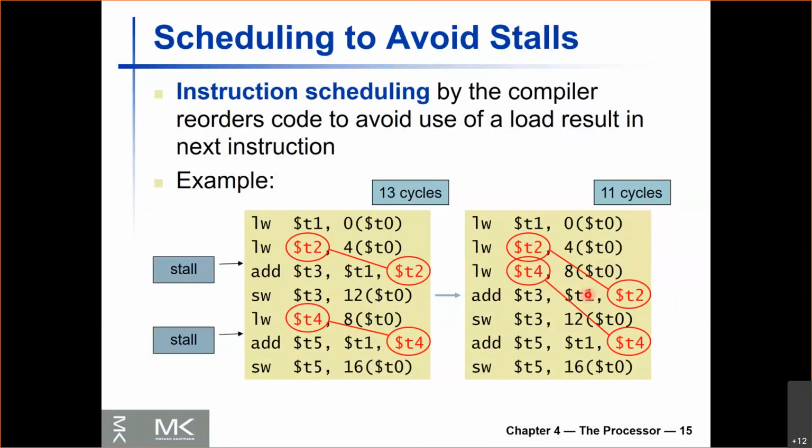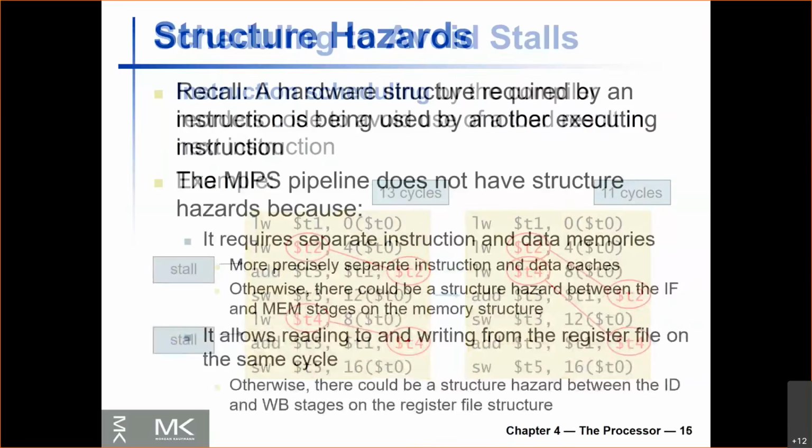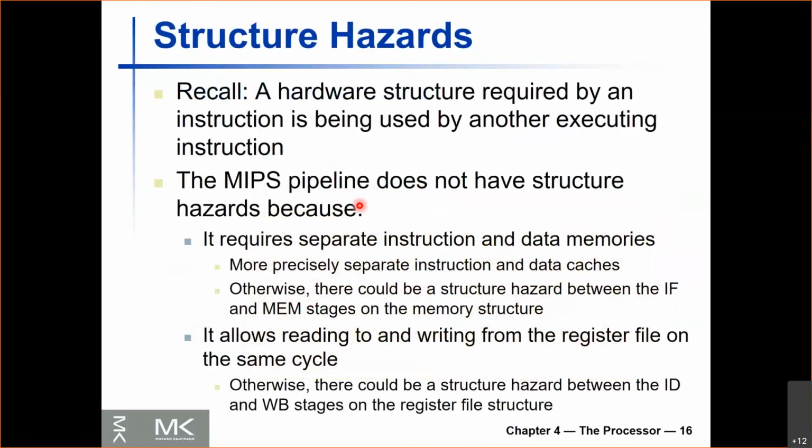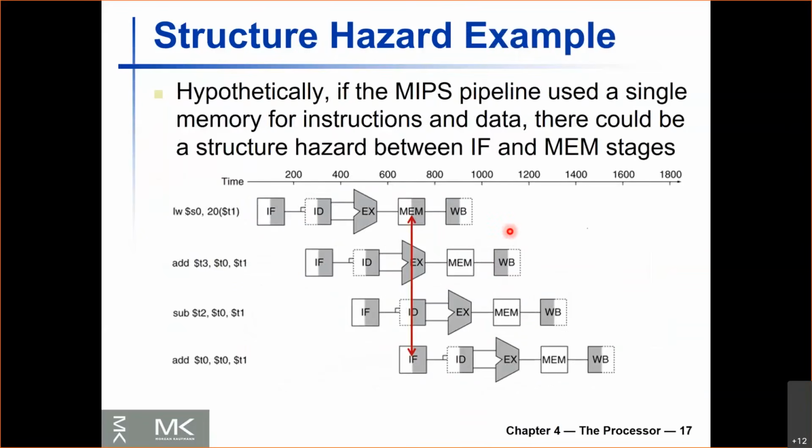We then looked at structural hazards, and we said that the MIPS pipeline does not have structural hazards because we're using separate memories for instruction and data, and also because our register file allows us to read and write in the same cycle. However, hypothetically, if MIPS did not use different memories for instructions and data, then we could have a structural hazard between the memory stage and the instruction fetch stage. So for example, if load word was loading from memory and we were using the same memory to load instructions, then we wouldn't be able to fetch the add instruction over here and we'd have to wait for the next stage.